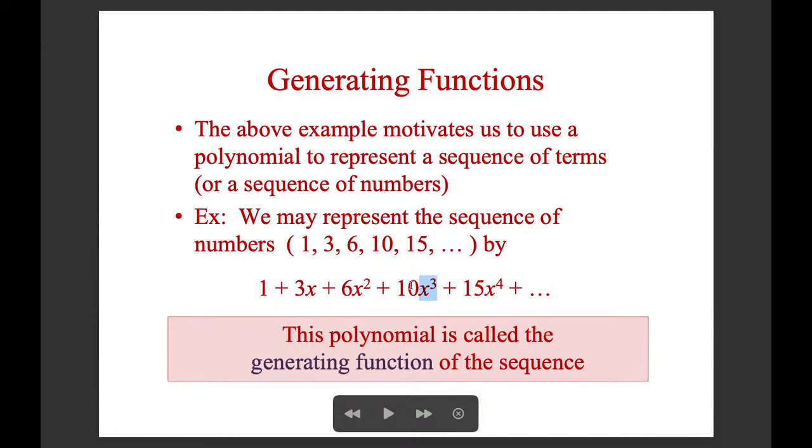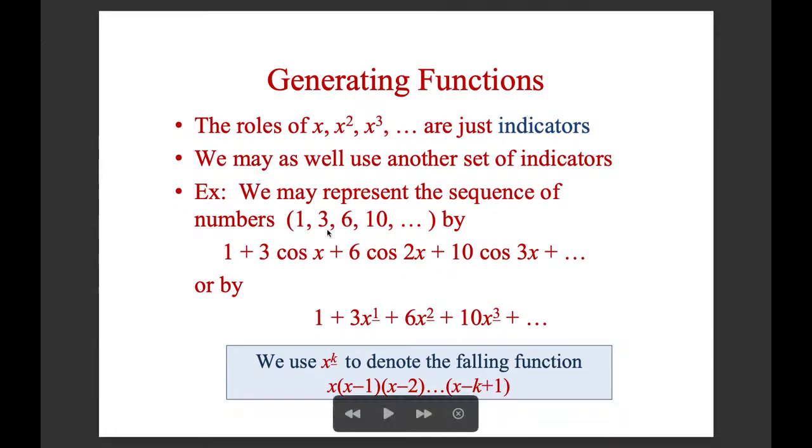This is the third term, or this is x to the power 3. Apart from the constant term, this is the third term, starting from the beginning, excluding this one. So in that case, this polynomial will help us to generate the terms in the sequence in the order that they appear. And so we call this polynomial a generating function of this sequence. We use a polynomial to represent a sequence, and we are interested only in the coefficients. And here, the terms x, x squared, x cubed are called indicators.